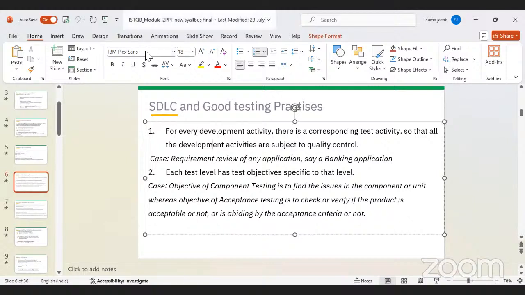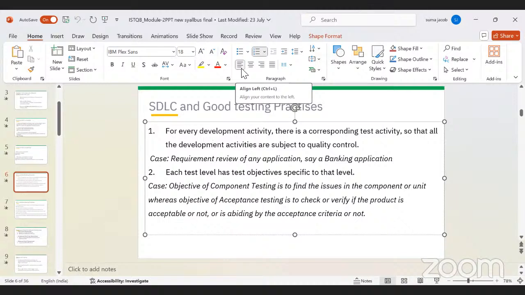So ISTQB is giving a few practices, not necessarily steps or anything, but a few practices that could help us in achieving a better quality product. The first one is, for every development activity, there is a corresponding testing activity, so that all the development activities are subject to quality control.